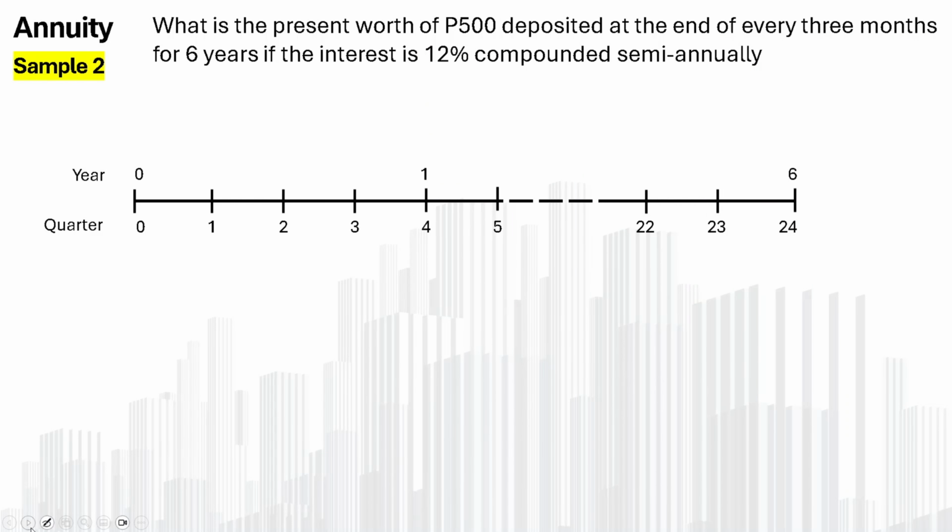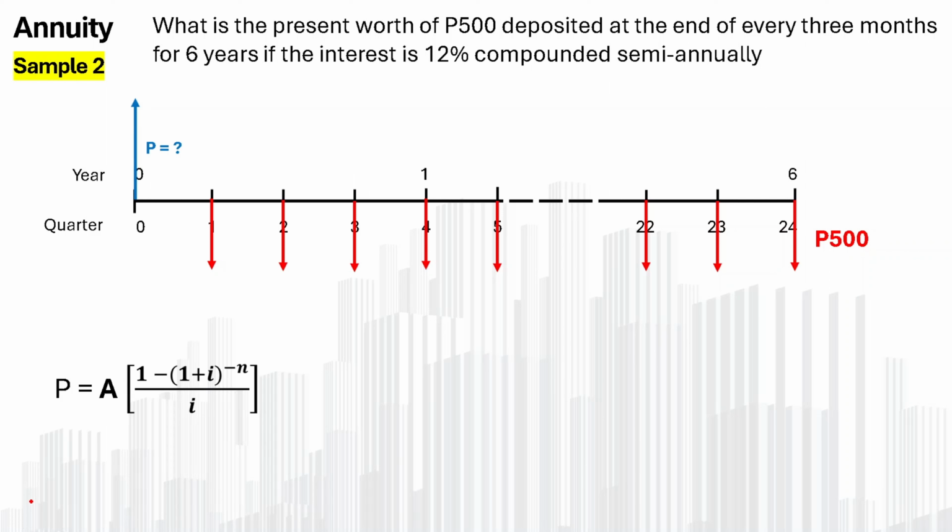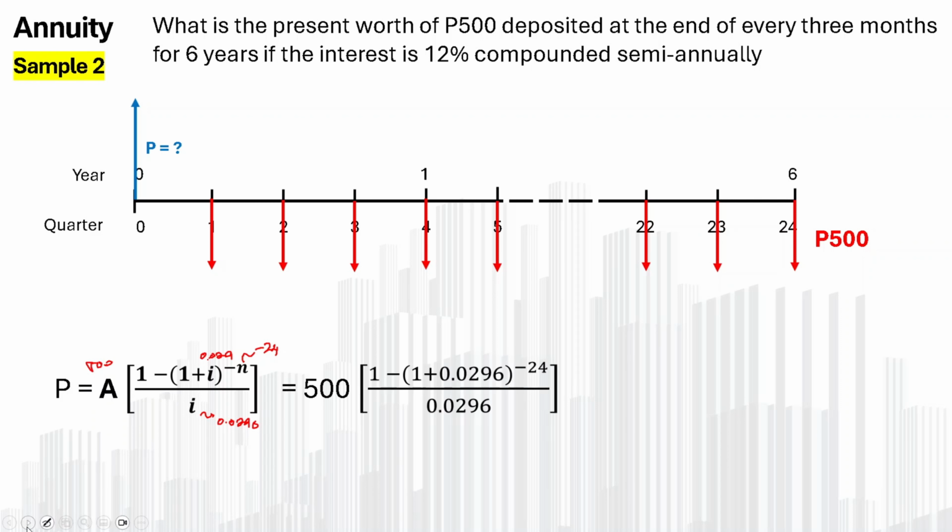So in this case, this is our cash flow. We know there's 500 pesos being deposited every 3 months, or in this case, every quarter, totaling 24 quarters for 6 years. There we go. And all we have to do is find the present worth using our formula. We just substitute the 500 here, and here 0.0296 or 2.96%. This one is negative 24. So substituting them, we will have this answer, 8,504.37 pesos.